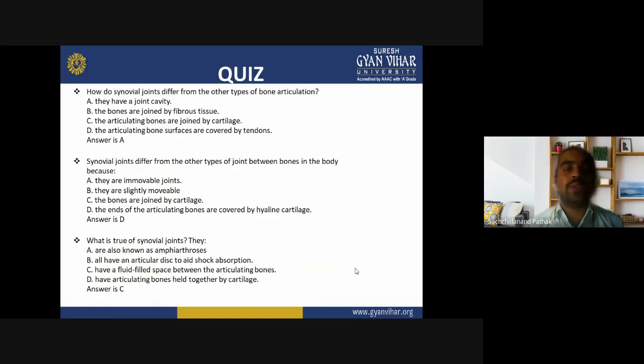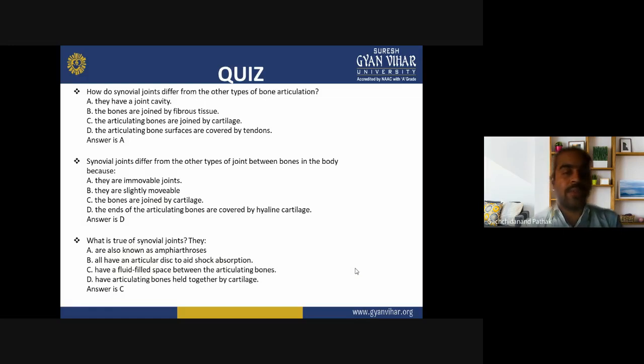How do synovial joints differ from other types of bone articulation? So you can see they have the joint cavity. That is the thing, it will make the difference. So yes, answer A is correct.